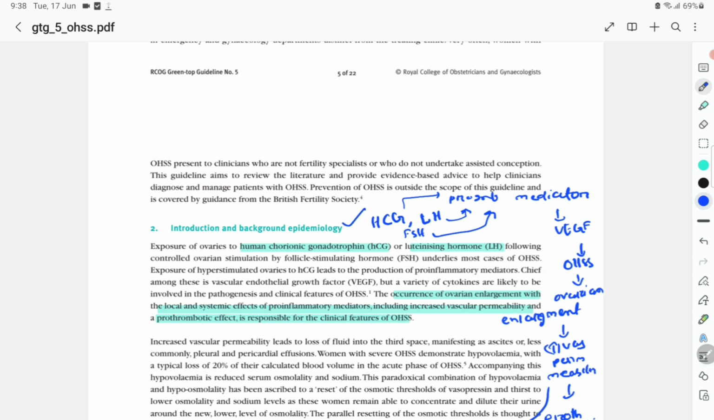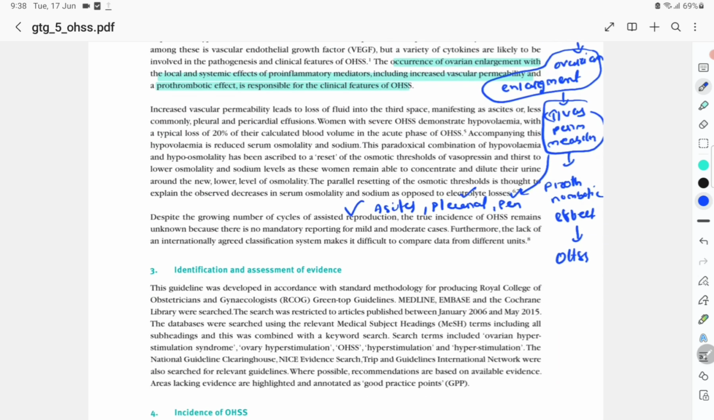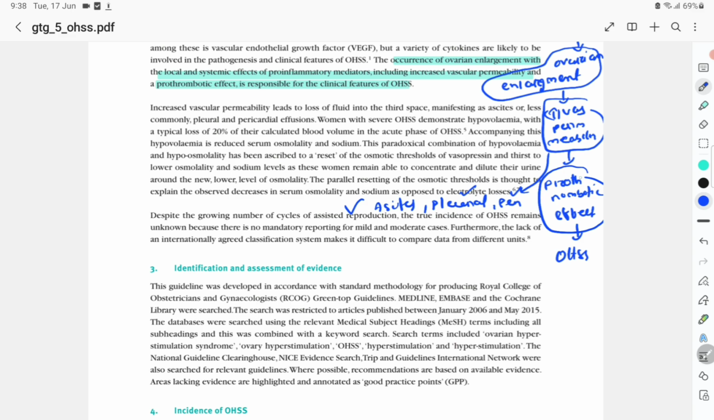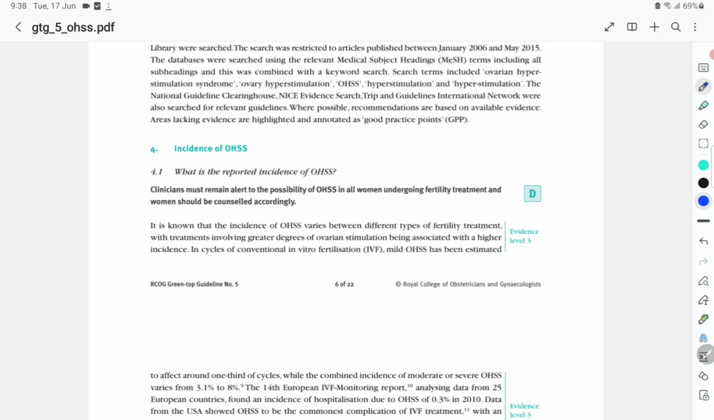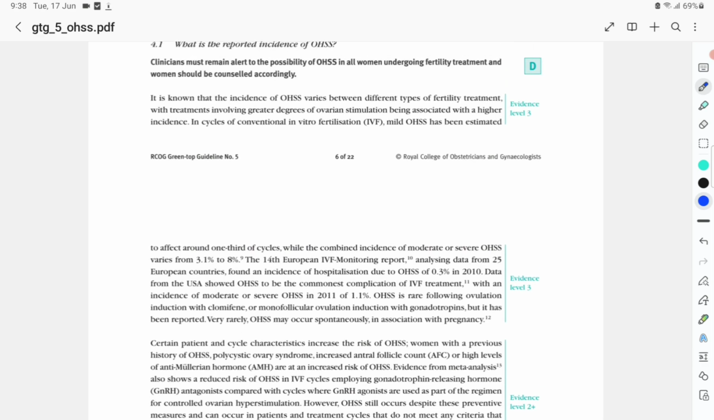HCG will cause a pro-inflammatory mediator that will release vascular endothelial growth factors, which will cause ovarian enlargement and increased vascular permeability. That causes ascites, pleural effusions and pericardial effusion, that is the third space collections, and the prothrombotic effects will lead to OHSS, ovarian hyperstimulation syndrome. The incidence, everybody knows, is with IVF cycles and all these different fertility treatments.